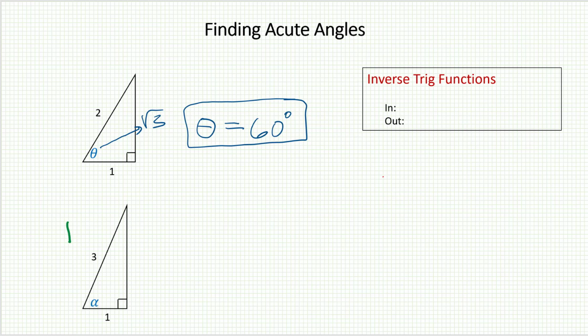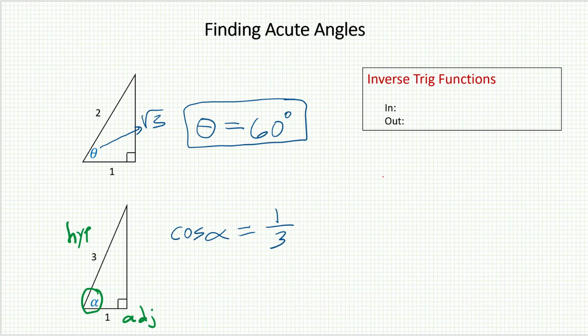Let's see, this would be the hypotenuse. 1 would be the adjacent side to angle alpha. Well, which of the big 3 trig functions links up this angle, the adjacent side, and the hypotenuse? It would be the cosine function. So CAH, C-A-H, cosine is adjacent over hypotenuse. So I can write cosine of angle alpha equals the ratio of the adjacent to the hypotenuse, 1/3. The cosine ratio of that angle is 1/3.